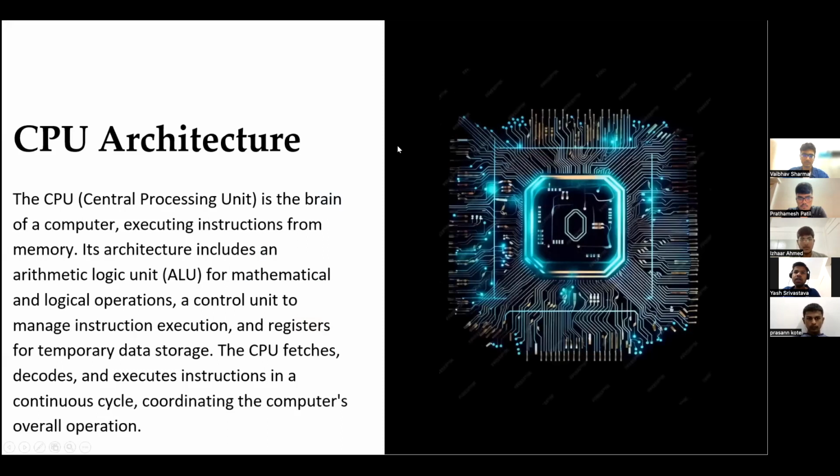CPU architecture. The CPU is the brain of the computer, executing instructions from memory. Its architecture includes an arithmetic logic unit, ALU, for mathematical and logical operations, a control unit to manage instruction execution, and registers for temporary data storage. The CPU fetches, decodes, and executes instructions in a continuous cycle, coordinating the computer's overall operation.